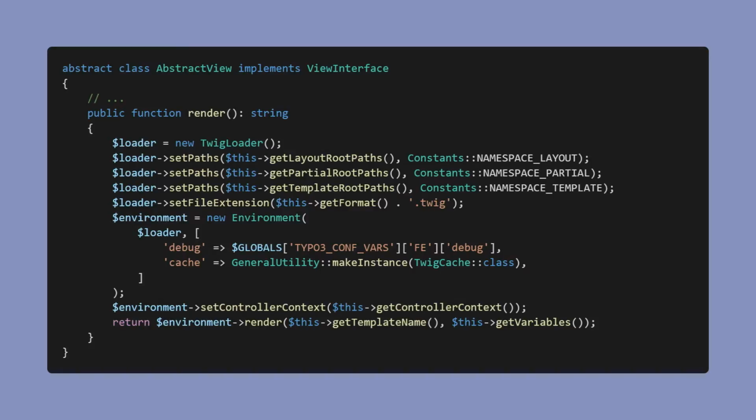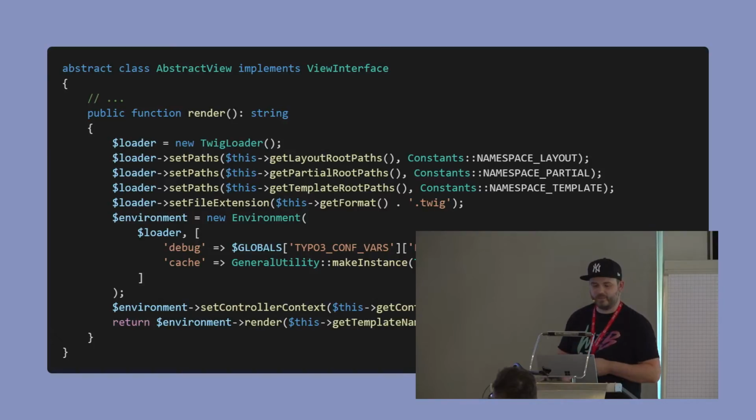This is important to have Twig check if your template needs to be refreshed or not. So we are just using it here, and we are assigning a Twig cache instance from the Twig cache we just built. Then we will assign the controller context we built in the views before, and then we can finally render a template name we just got in with all of our variables.